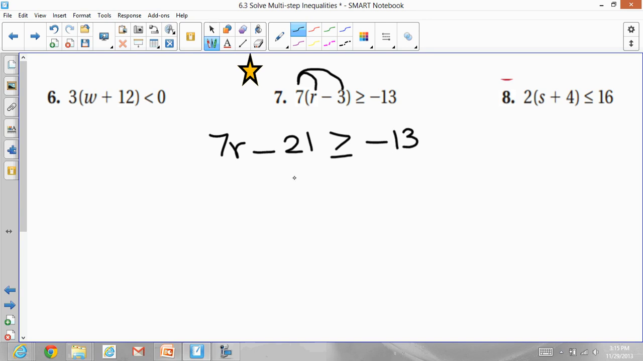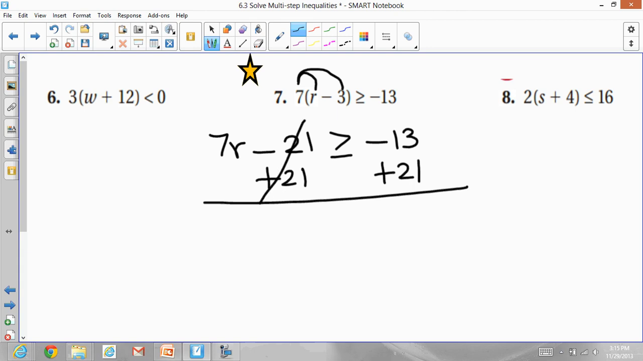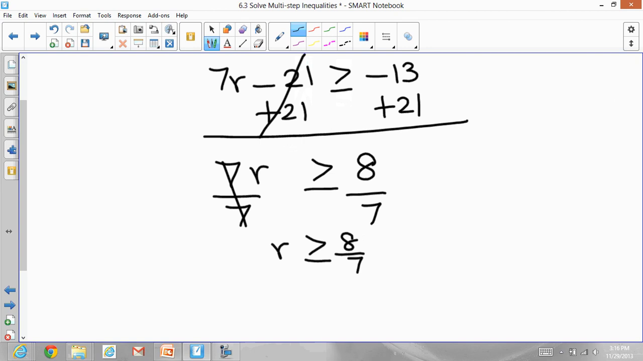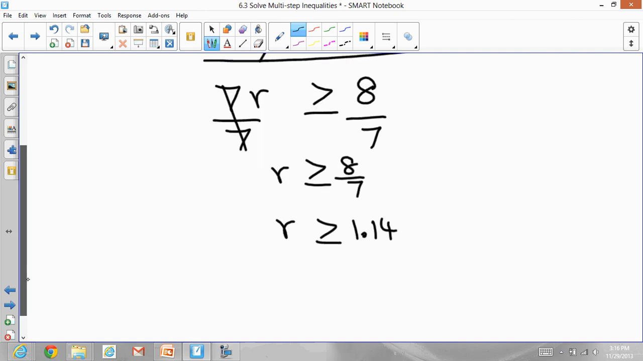Now you got your two-step inequality. So plus 21 on this side and plus 21 on this side to get rid of the minus 21. Keep in mind you cannot reach your 7 until you get rid of anything that tags along on the other side. Cancel these two, 7r, and negative 13 and positive 21 combines to give you an 8. Bring the inequality. Now you divide by 7 on both sides. Cancel. r is greater than or equal to 8 over 7, which approximately gives you 1.14. Now I'm going to change this to 1.14 because I want to graph it. You can just leave it as 8 over 7.